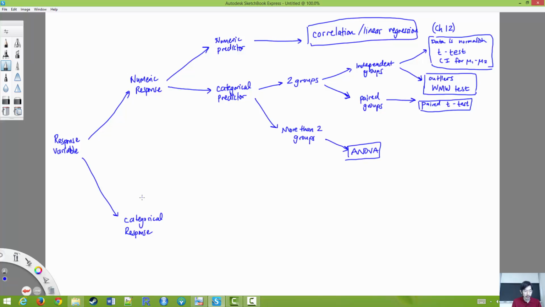Okay, we might also have a categorical response. We'll look at situations where we just have no predictors, one variable only. And then the other situation is where we also have a categorical predictor. So if we have two categorical variables, a categorical predictor and a categorical response, then what we would use there would be the chi-squared test for independence.